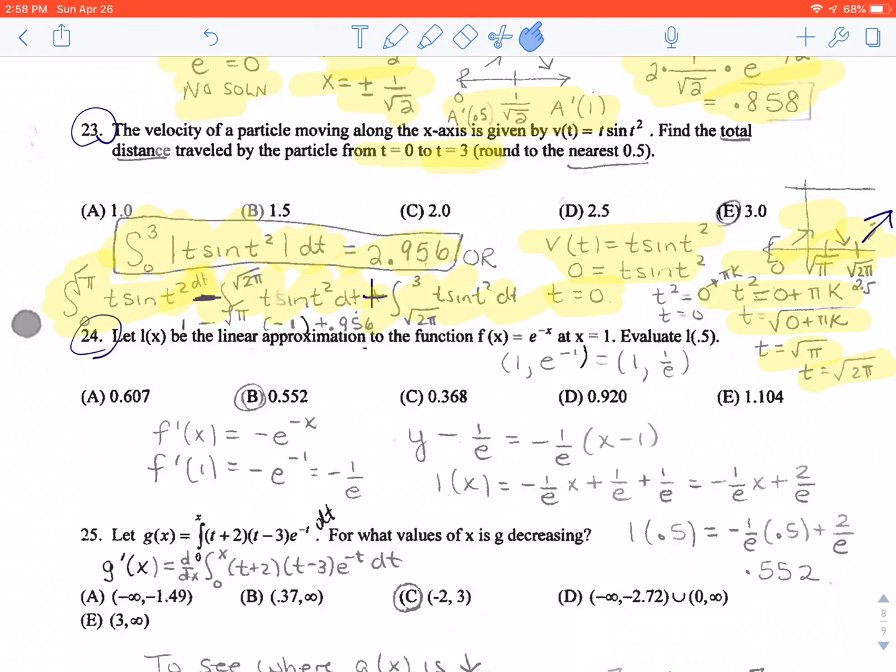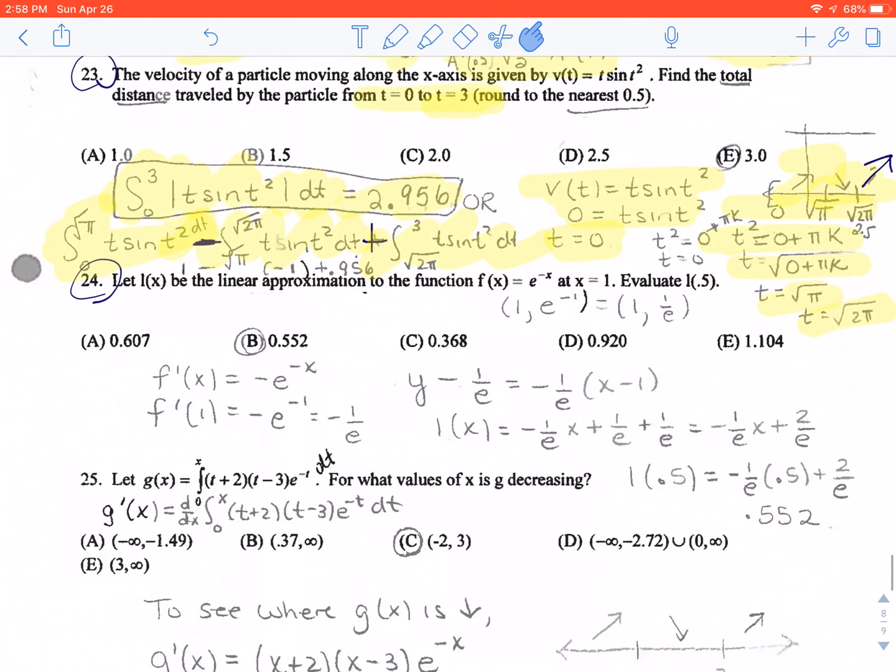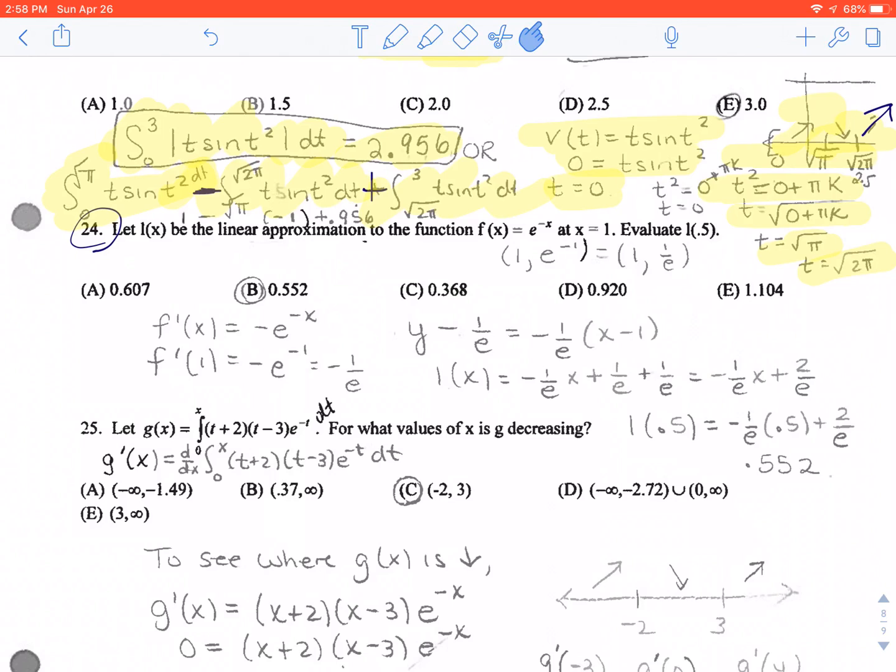Okay, 24 asks for the linear approximation. It's basically using the equation of the tangent line at 0.5 is what we want to find in the end. So I'm going to find the equation of the tangent line to this function at x equals 1. When x is 1, I can find the y value. The derivative at 1 is my slope of my tangent line. Then I'm going to use point slope, putting in the slope that we just got of negative 1 over e and the point 1 comma 1 over e.